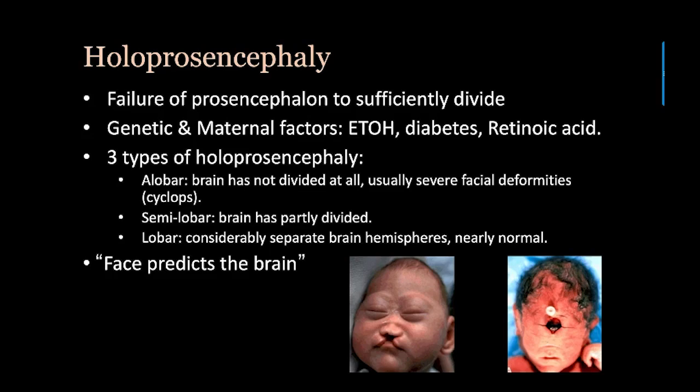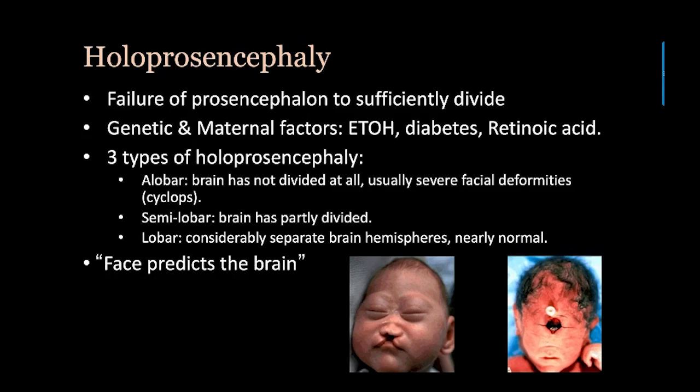There are 3 types of holoprosencephaly. It could be very severe, also called alobar, where the brain has not divided at all, and it is usually associated with severe facial deformities. We have semi-lobar holoprosencephaly, which we just saw an example of, where brain has partly divided, and we could have the less severe end of the spectrum, which is lobar, and the brain hemispheres are considerably separate, and they're in fact nearly normal.